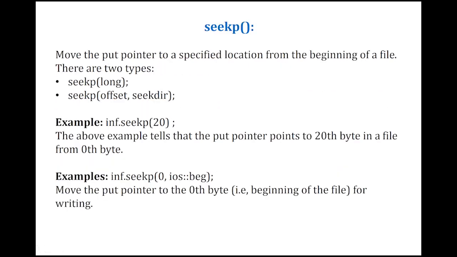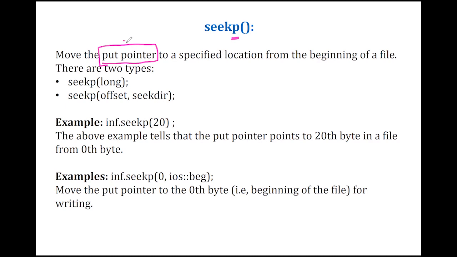Next, we will move on to seekp. Now, how does seekp work? It moves the put pointer. This is important. Seekp is to move the put pointer. In the name itself, if you see p, this is nothing but the put pointer. If you see g, this is nothing but the get pointer.